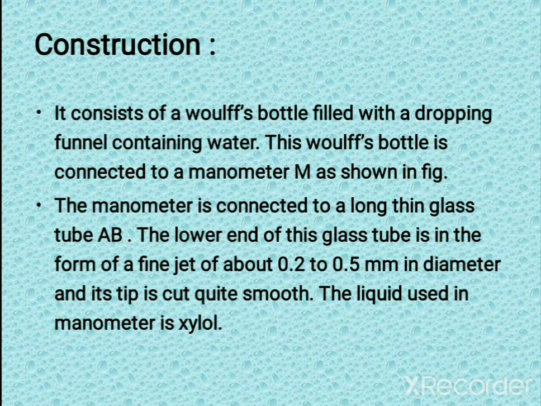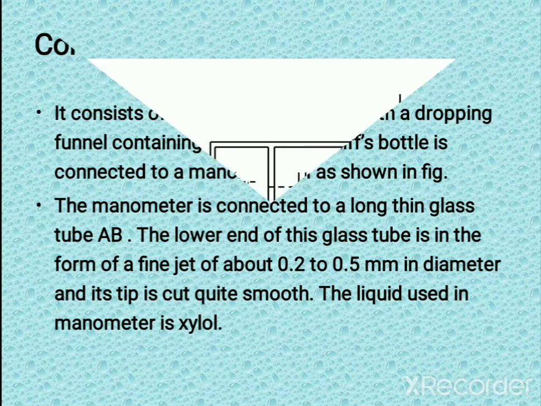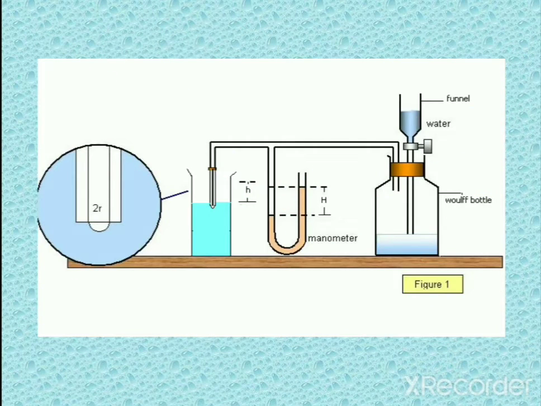See the construction. It consists of a Woulfe's bottle. See in the diagram, the Woulfe's bottle is fitted with a dropping funnel containing water. This Woulfe's bottle is connected to manometer M.